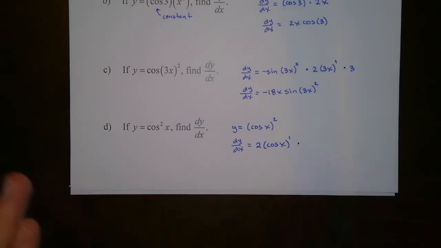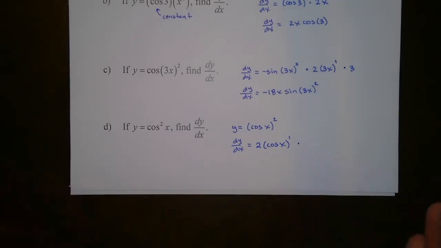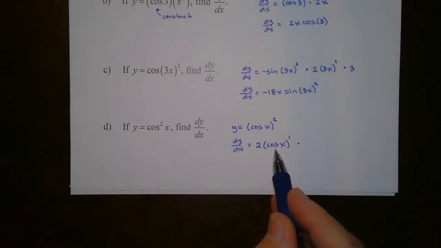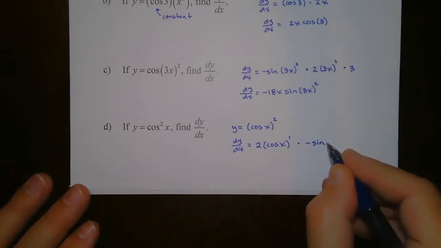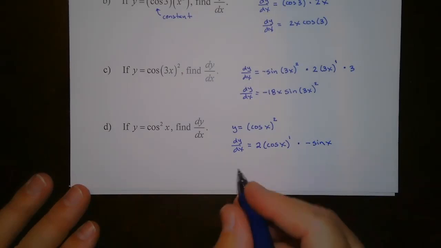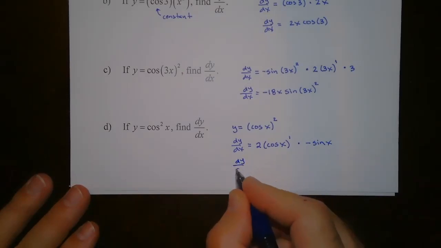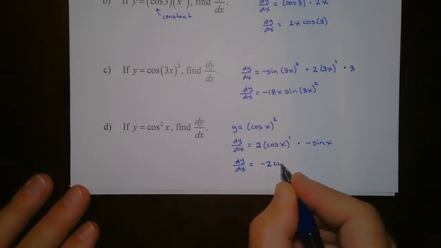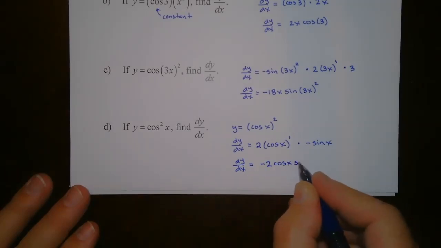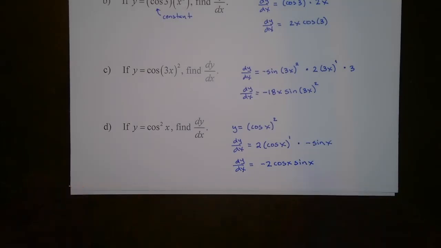Okay, and that's just taking the derivative of the outside function, which is the squaring function. And now I need to take the derivative of the inside function, which is cosine of x. And the derivative of cosine x is negative sine x. Okay, and so now we can clean this up a little bit. So dy over dx is equal to negative 2 cosine of x sine of x. And that's our answer to part D. And that's how you do composition with trig functions, okay? Just a little bit more.